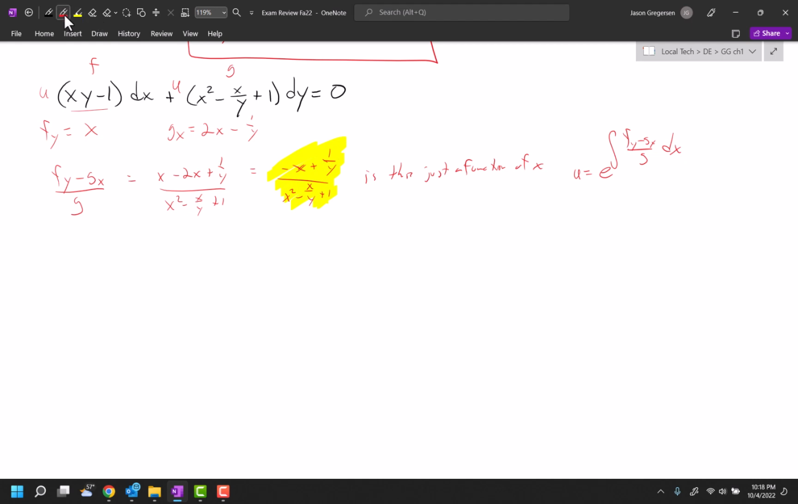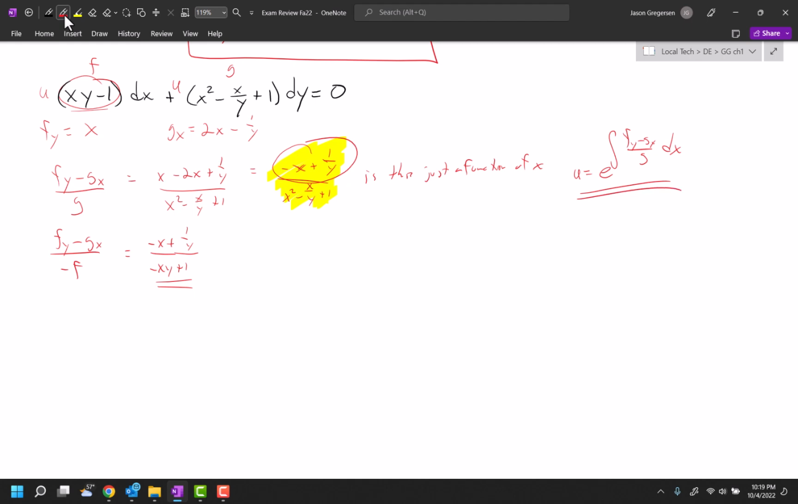Now, if f sub y minus g sub x is not equal to 0, the other thing we could do is instead divide through by negative f. So now we have negative x plus 1 over y. That again is our f sub y minus g sub x, but now we're going to divide through by negative f, which is negative xy plus 1, because here is our f and it's negative f. Now, the idea here is if this is just a function of y, then we could create an integrating factor using a similar formula here, where we'd say e raised to the integral of all this stuff.